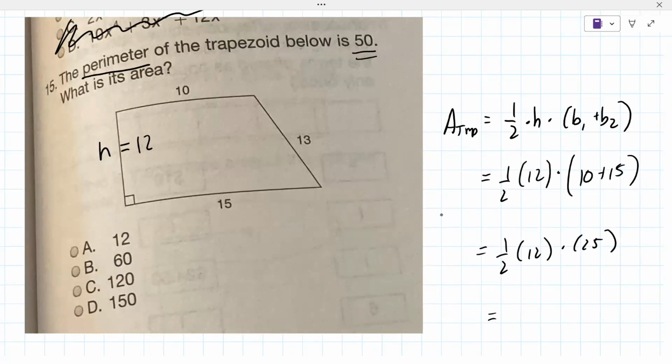What is the final answer here? 150. It is 150. Good. All right. That will be our last problem for today. Good job on that. Let me go ahead and stop the recording.